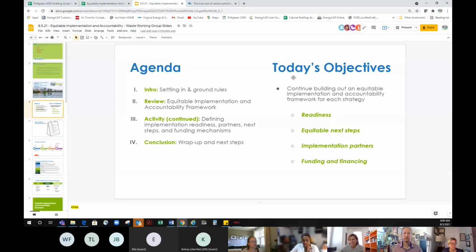So today, the objectives are to build out the equitable implementation and accountability framework for each strategy, looking at readiness, equitable next steps, implementation partners, and funding and financing mechanisms. I'll explain those a little more in the coming slides.